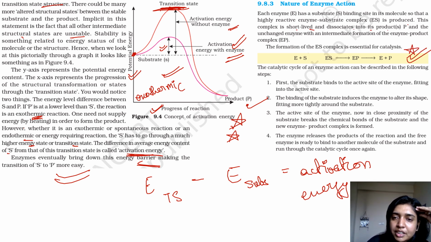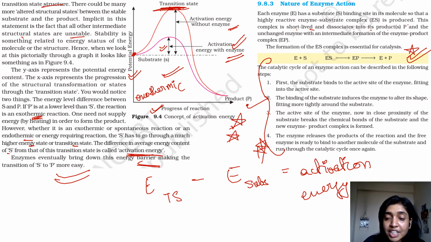This is important. Questions have come from this part. At least I have seen, I think, 2 questions that have come in the past 10 years from this paragraph, in the form of "arrange the events." Like how does it happen? First, the substrate comes and binds to the active site of the enzyme, and so on. So, the flow chart of the steps.